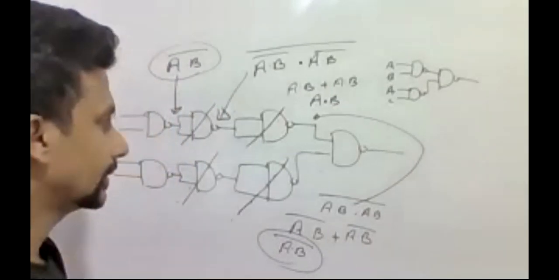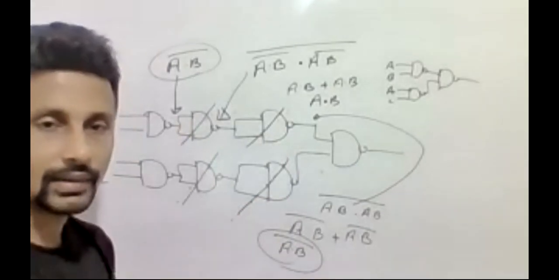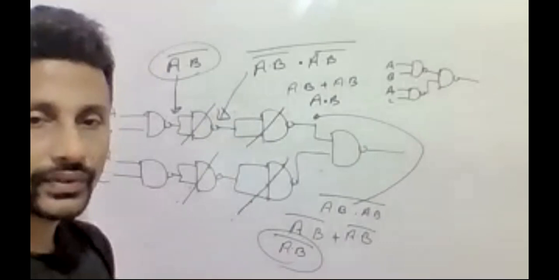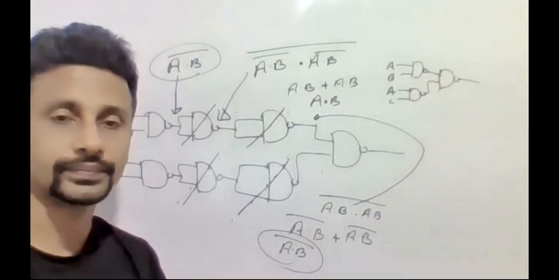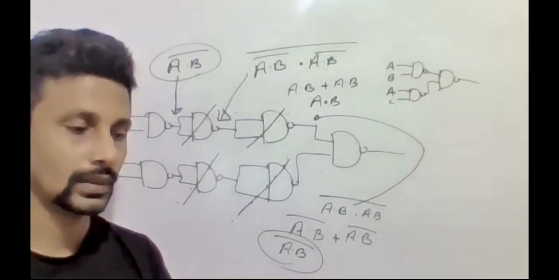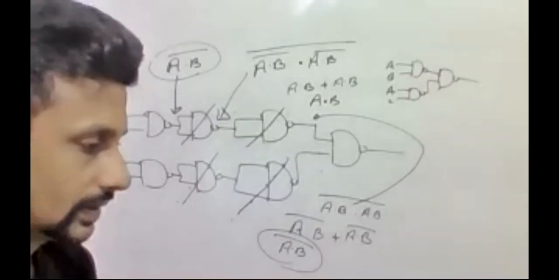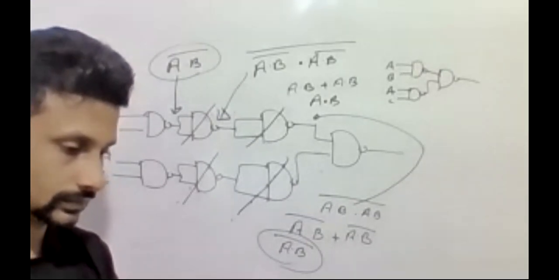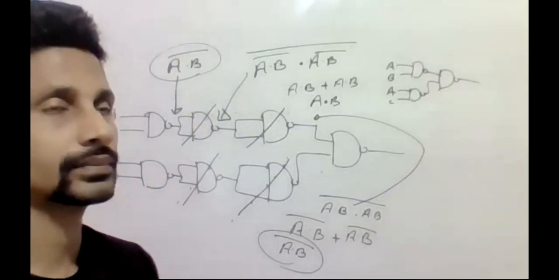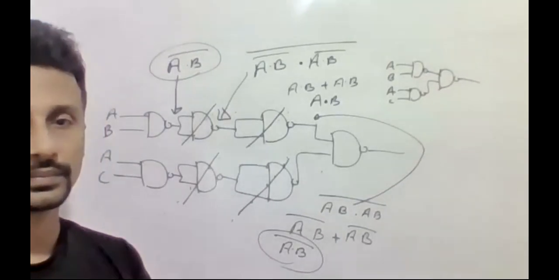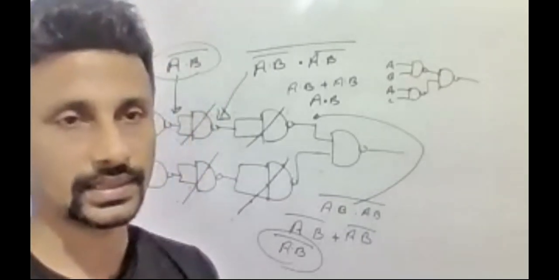So now I think you leave the first part. Now write down like this. So after simplifying, you can implement the same circuit by using only 3 NAND gates.